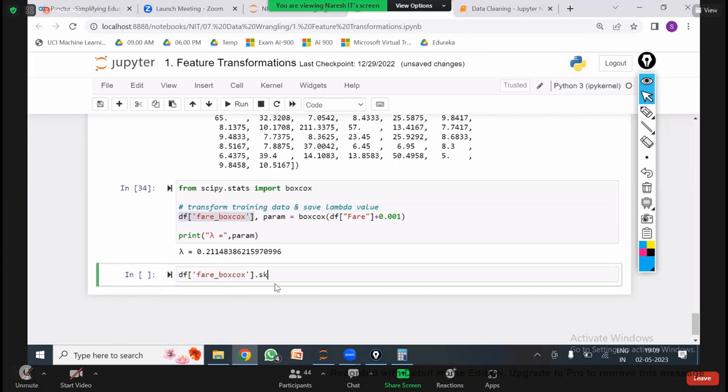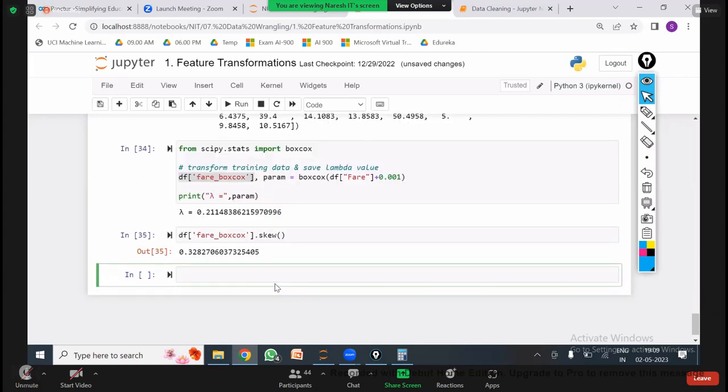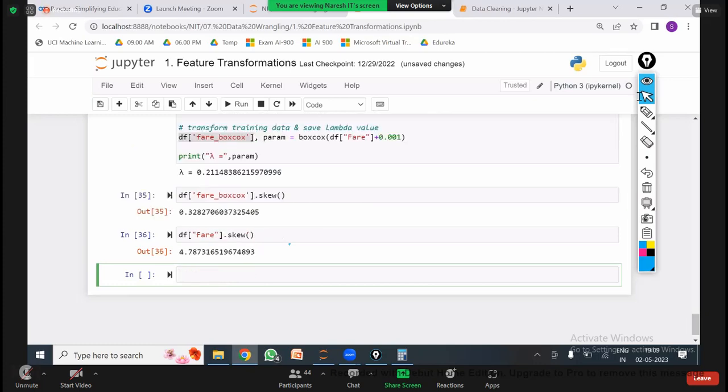Okay. Dot skew. Now it has converted to 0.32. From where has it been brought? From 4.72 in the original data set. What is the skewness value of the original data set? If you take the original fare column, dot skew, 4.78 is the original skewness. And now after transformation, we have got just 0.32.